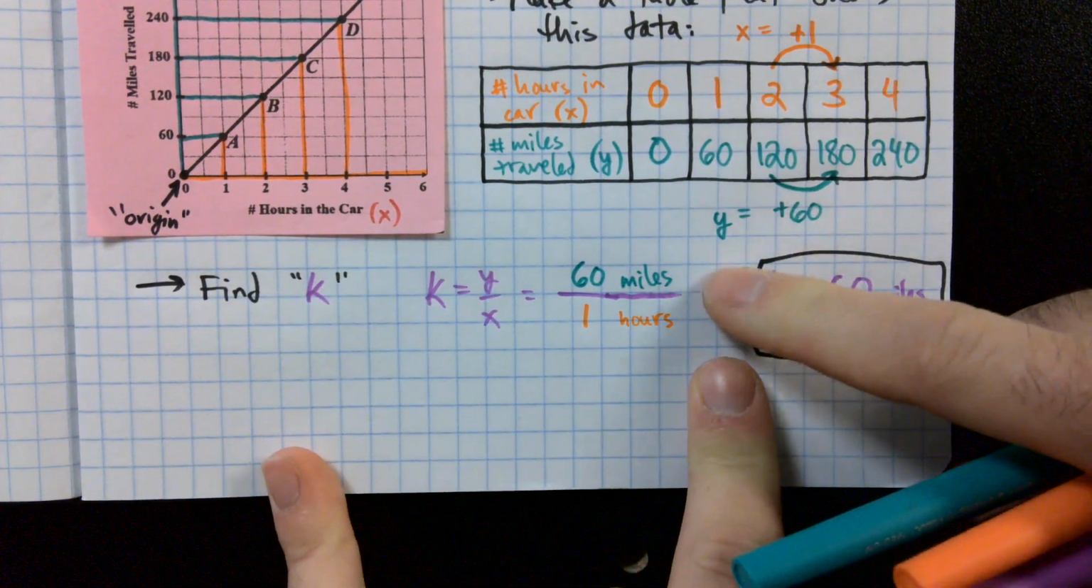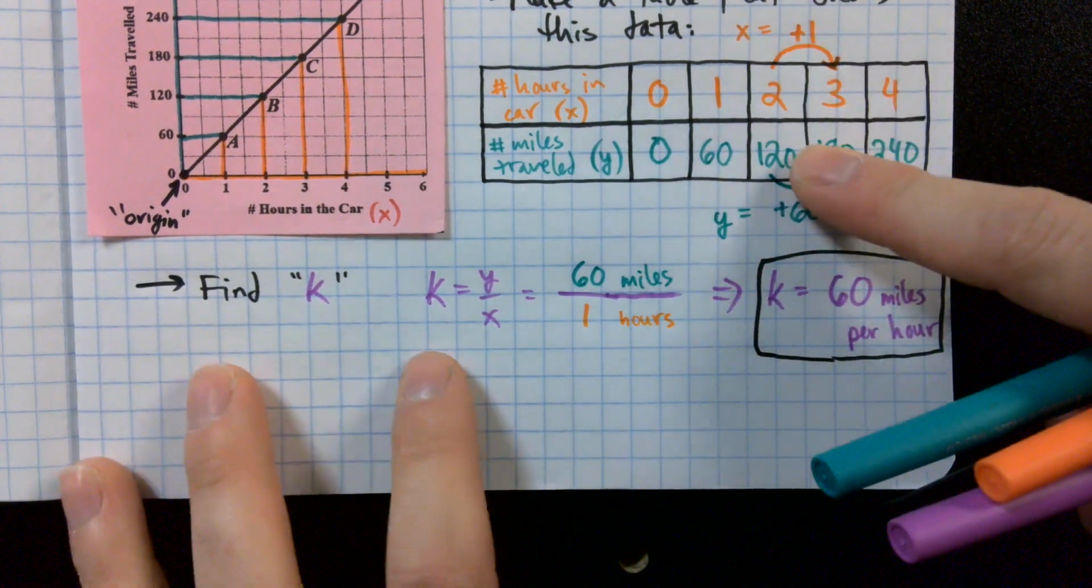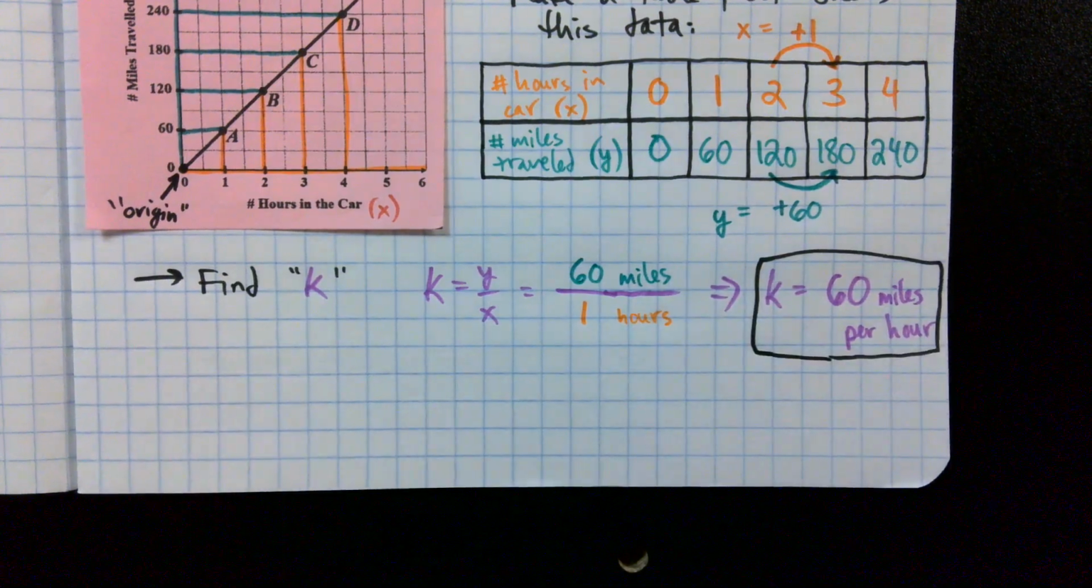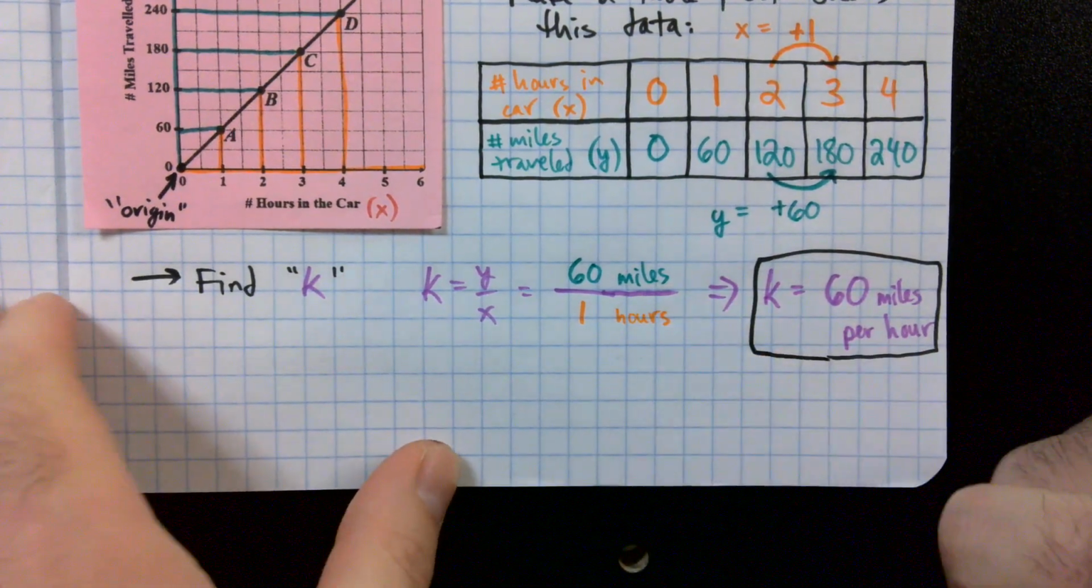So remember, K is the constant of proportionality, right? So what K here tells us is that we're going at a constant speed of 60 miles per hour. Now, we had to put Y over X, right? If we had put X over Y, that wouldn't have made any sense. 1 over 60, then you'd be going 1/60th of a mile per hour or something like that. It doesn't make sense. So we just want to put Y over X just like that.